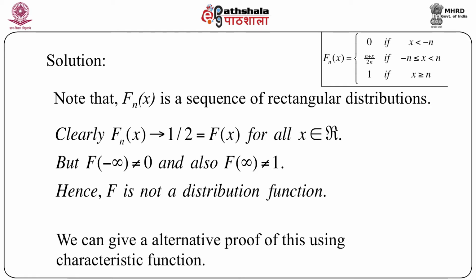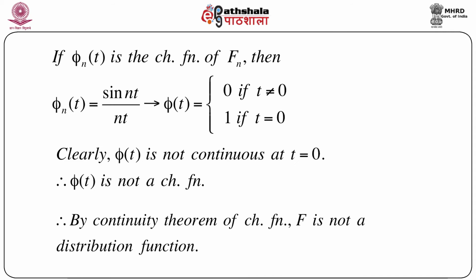Let's see. So suppose phi n(t) is the characteristic function of capital Fn, then it is easy to show that the characteristic function of Fn, phi n(t), is sine of nt by nt, which again goes to phi(t). Now phi(t) is interestingly 0 if t not equal to 0 and 1 if t equals 0, as n goes to infinity.